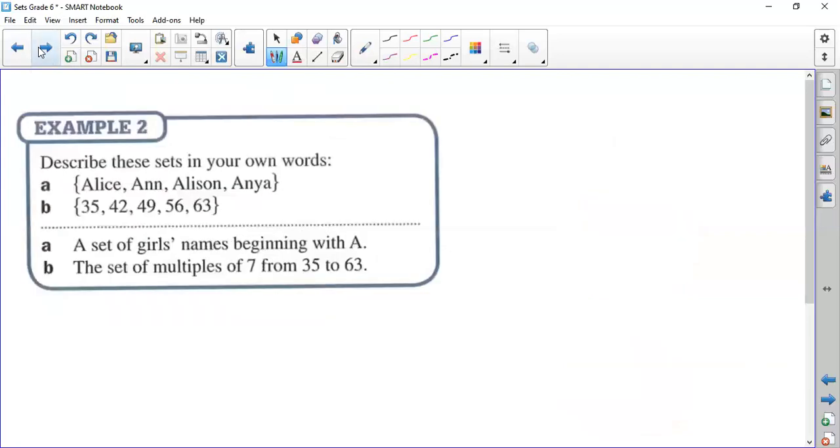Let's see one example. Describe these sets in your own words. At A, there are given the names Alice, Anne, Alison, Anya. So this will be the set of girls' names beginning with the letter A. At B, there are given the numbers 35, 42, 49, 56, and 63. What is in common between these numbers? Why are they a set? They are the multiples of 7 from 35 to 63. So this is their common property.